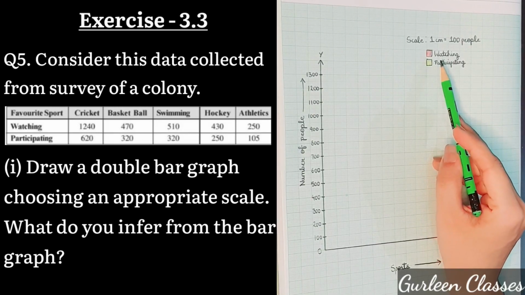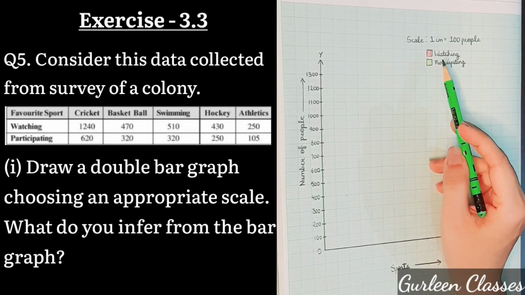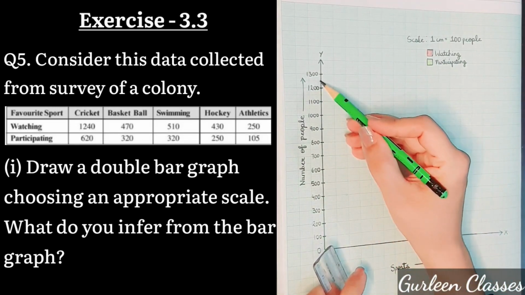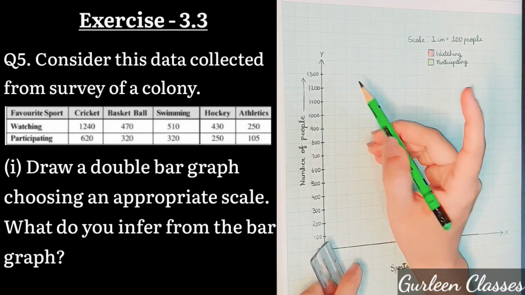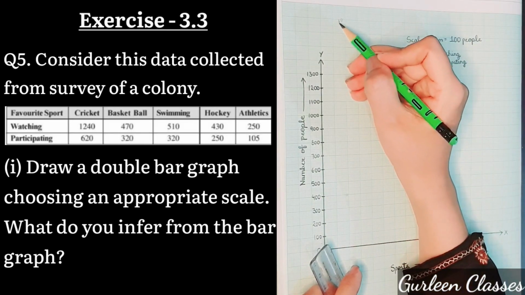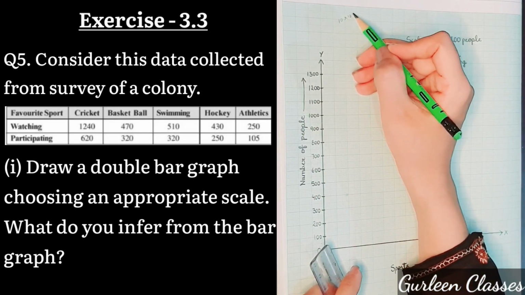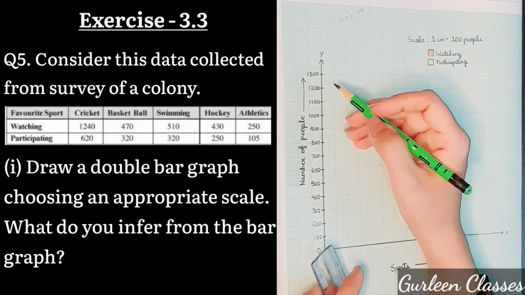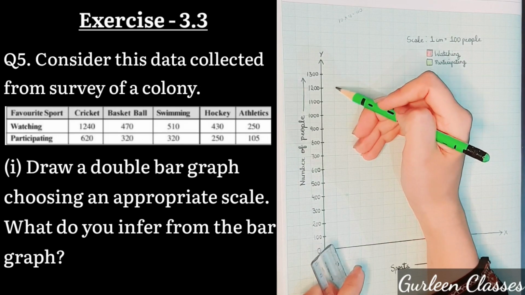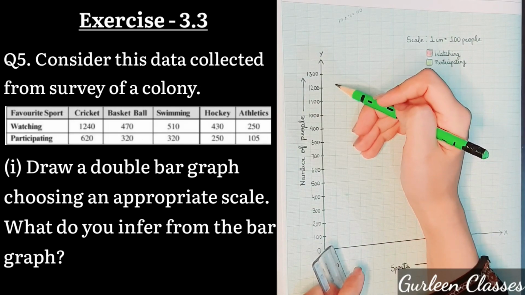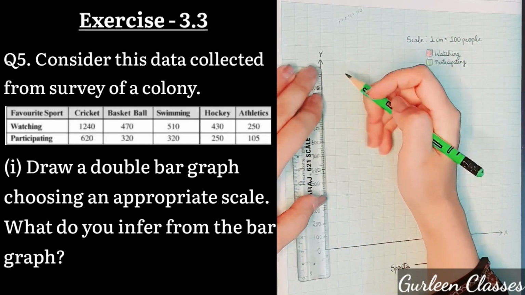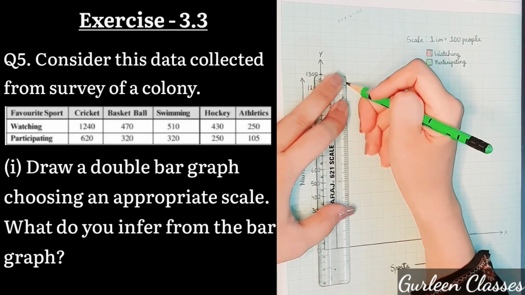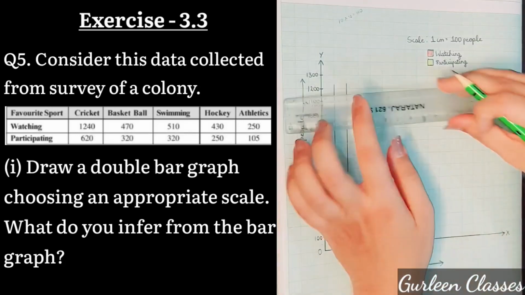So now watching cricket is 1240 and participating 620. So students, 1240: after 1200, the difference would be of 10 into 10, that is 100. So 1200, 10, 20, 30, 40. So just count above 1200. Just below 1250 would be 1240. Mark a point. Take a scale and draw a straight line from 1240.